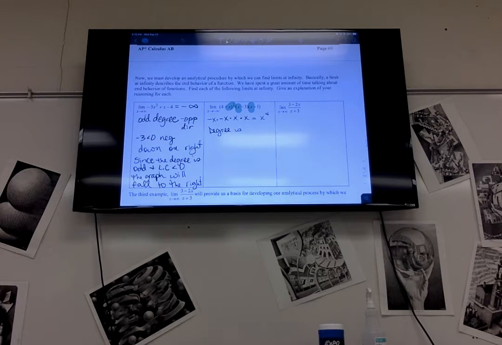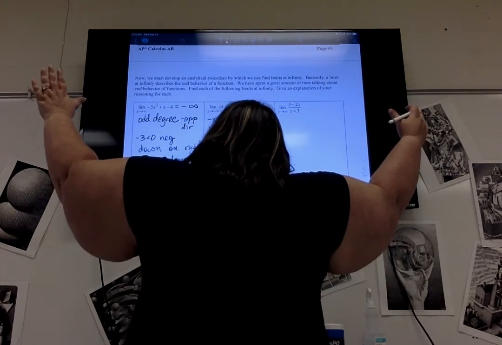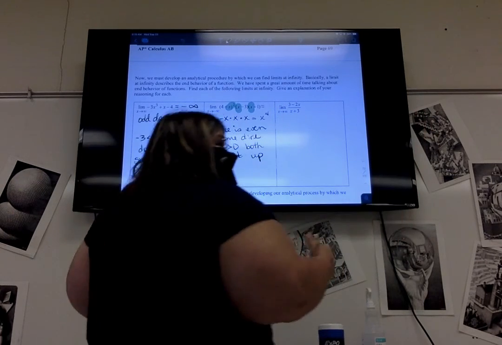So the degree is even, so it goes the same direction. And the leading coefficient is positive. They're both going up. Positive goes up, negative goes down. So as I approach the left, it's going up. Make it curved.